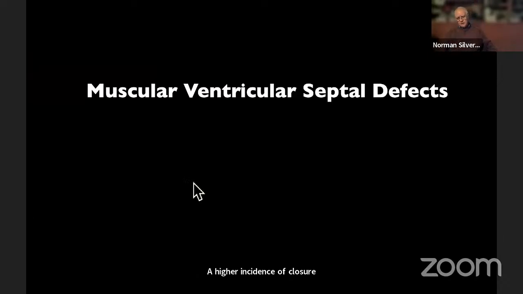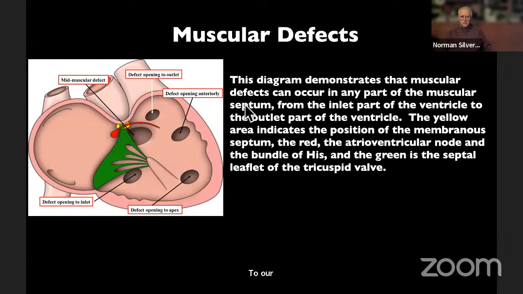Perimembranous VSDs, particularly if they are longer than 5 millimeters in the 4-chamber view, or if they are more than 0.5 of a square centimeter, have a high incidence of requiring surgery for left to right shunt problems. Muscular VSDs have a much higher incidence of closure.